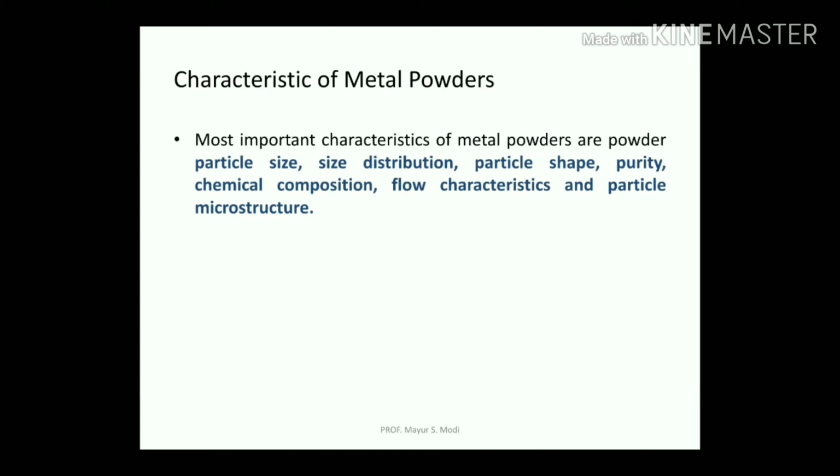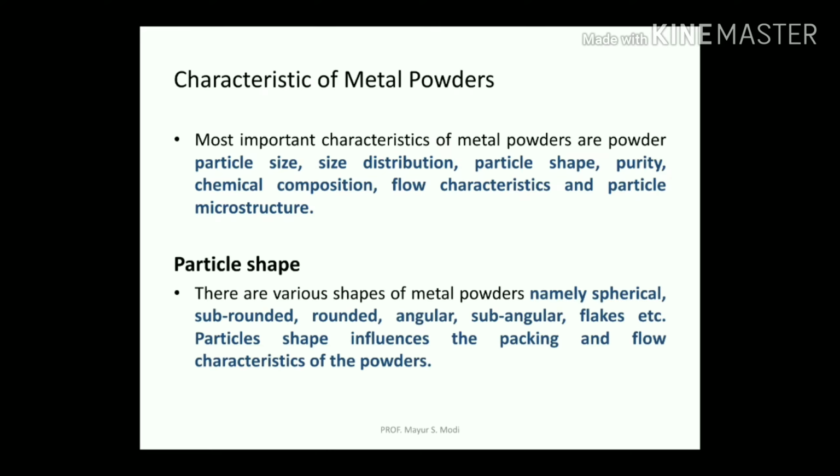Characteristics of the metal powders. The most important characteristics of the metal powders are powder particle size, size distribution, particle shapes, purity, chemical compositions, flow characteristics, and particle microstructures. So first, particle shapes. There are various shapes of the metal powders, namely spherical, sub-rounded, rounded, angular, subangular, flake, etc.